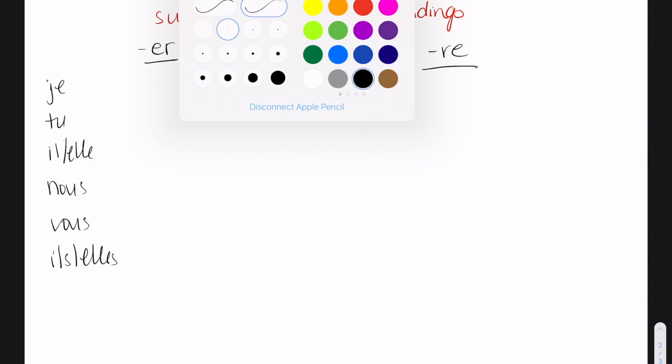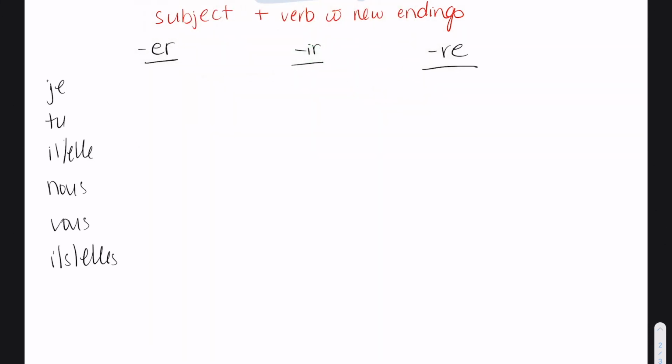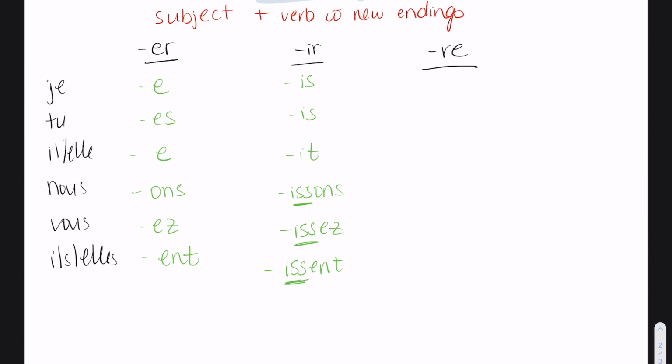So for endings, we have here, je for ER turns into E, ES, E, ONS, EZ, ENT. IR is IS, IS, IT. We have ISSONS. Don't forget the double S's there. ISSEZ, same here, and same for the next one. ISSENT, okay? You can't have the taking off of the IR and just the ENT because then it means that there was a different verb ending.